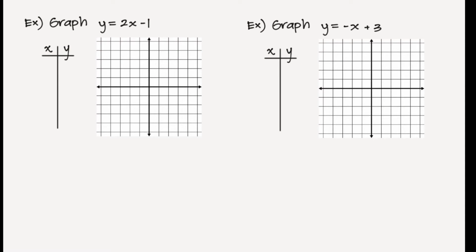To start, we're going to pick 5 x values because I like plotting 5 points. So typically we're going to pick -2, -1, 0, 1, and 2 as our x values to plug in, and then we'll find out what their y value is.